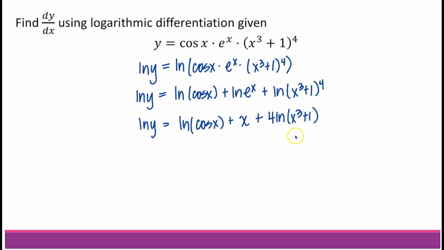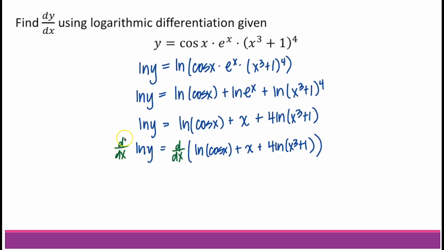And now we apply implicit differentiation. We take the derivative with respect to x of both sides. So I've written that operator here, d dx, in front of both sides. On the left side, we have the derivative with respect to x of natural log y. So the derivative of natural log y is 1 over y, but the derivative of the inside y is dy dx. There's that implicit differentiation. Now, on the right-hand side, we can differentiate each term. That was the idea of using the log properties.